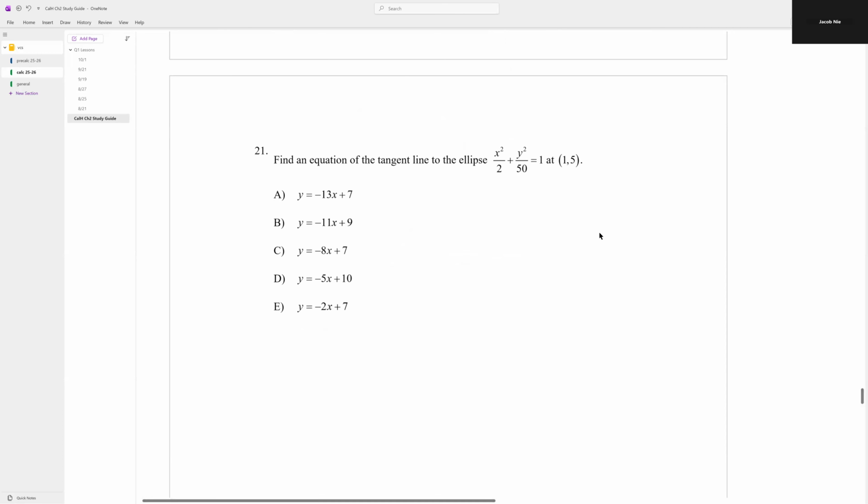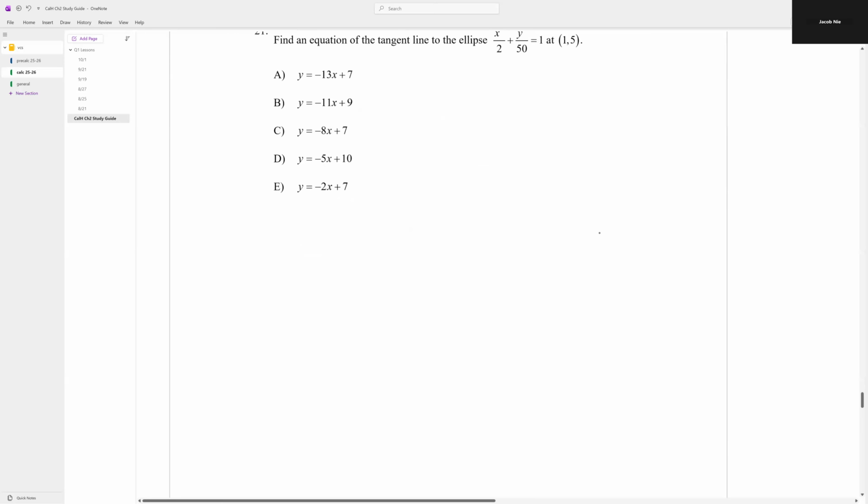Okay. Question 21 is more implicit differentiation. We essentially have to find dy/dx given an equation containing both x and y, right? Because the equation for a tangent line, that simply means that we're supposed to first find the slope because we're given a point. So if we find the slope of that tangent line, we'll be able to use point slope form. So we have to essentially find dy/dx at (1, 5). That's what we're going to do.